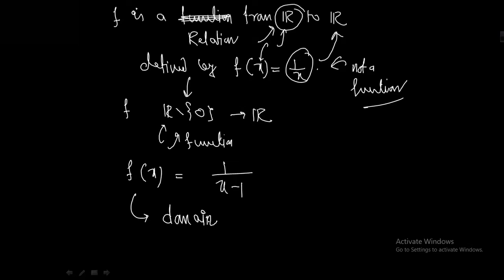That means I am talking about the values of x for which f(x) exists. Domain means the collection of all elements having images. So if I ask you to find the set such that each and every member of that set will have some image, then what will be that set? R minus 1. Perfect.